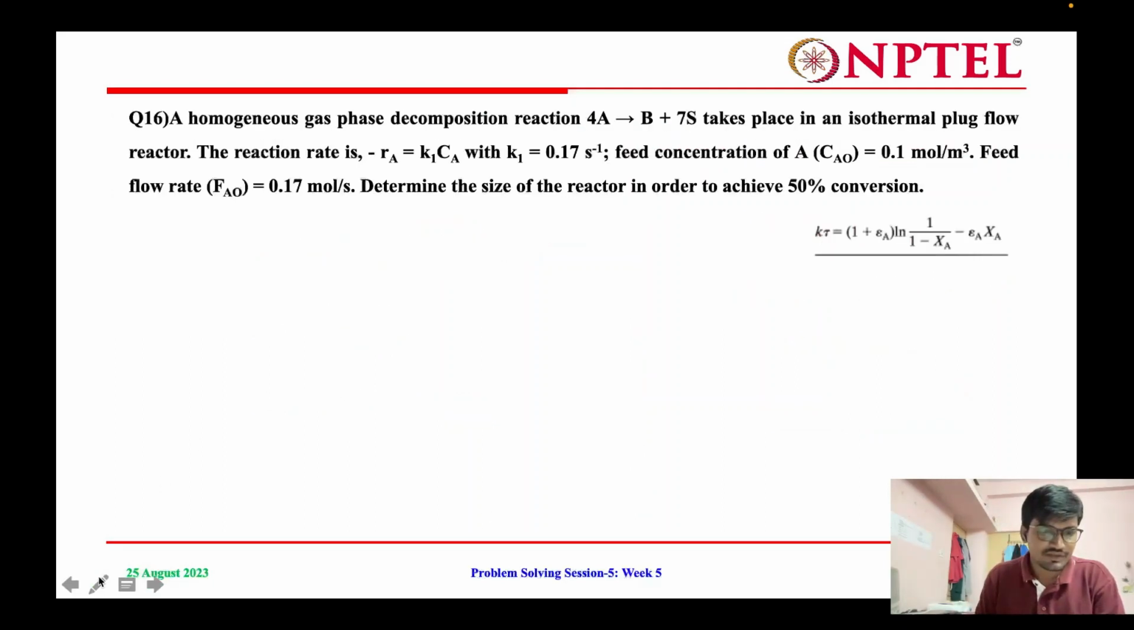So question number 16. Homogeneous gas phase decomposition reaction 4A gives B plus 7S takes place in the isothermal plug flow reactor. The reaction rate minus RA is equal to K1 CA, with K1 equal to 0.17 second inverse, feed concentration given, feed flow rate given. Determine the size of the reactor in order to achieve the 50% conversion.